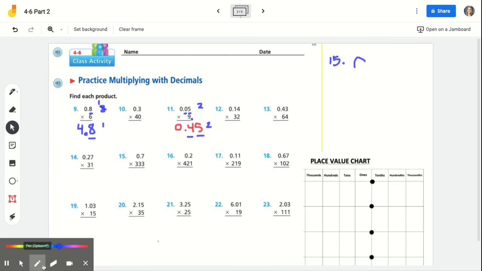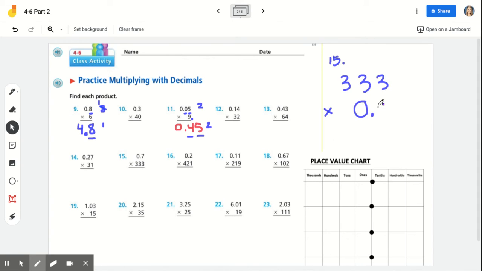I'm going to put 333 at the top times 7/10. Does your whiteboard look like mine? Great. First step is we're going to ignore the decimal and look at our decimal number as if it's a whole number. So in my head, I'm ignoring the 0. I'm ignoring the decimal. I'm looking at 7/10 as if it were 7.